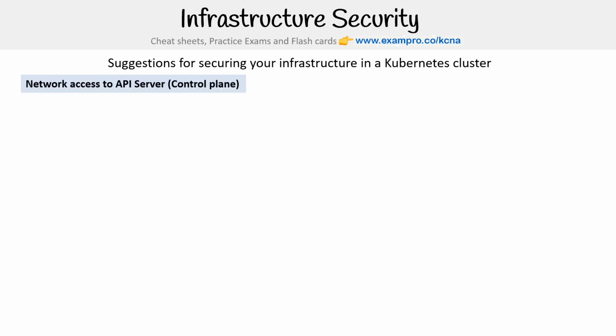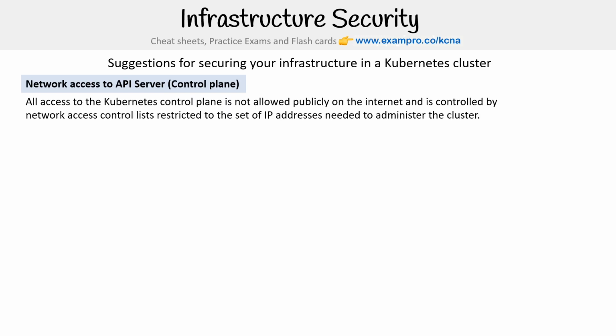The first is network access to the API server, which is your control plane. So all access to the Kubernetes control plane is not allowed publicly on the internet and is controlled by network access control lists, restricted to the set IP addresses needed to administer the cluster. So pretty clear. Don't make it publicly available.